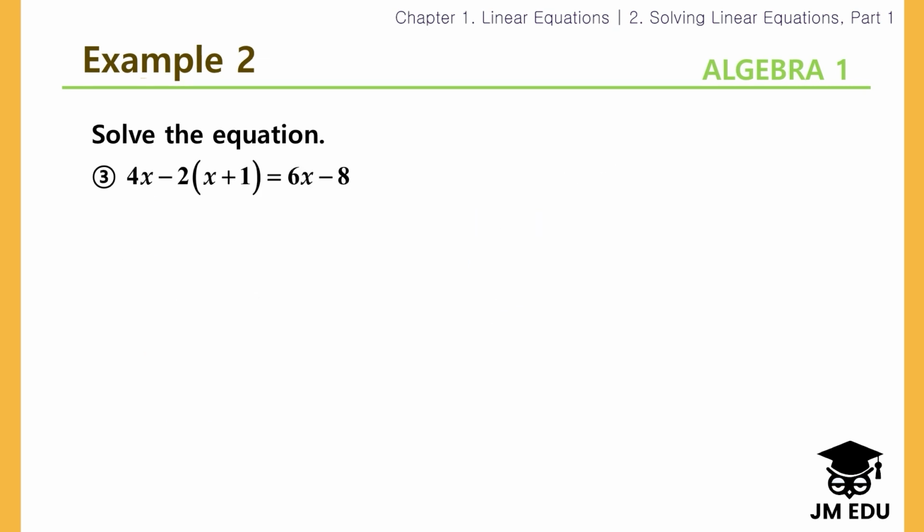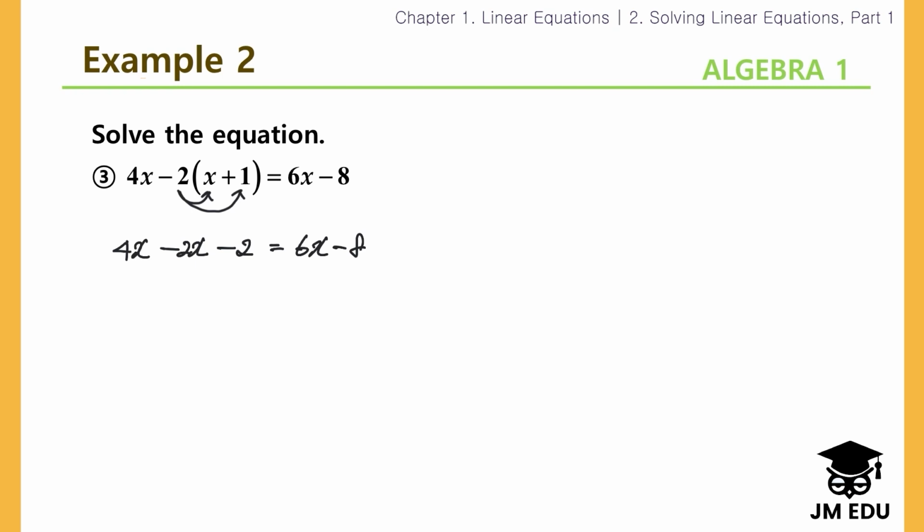Number 3, we have a parenthesis here, right? So we're going to remove this parenthesis first. So we have 4x minus 2 times x, that's minus 2x, minus 2 times plus 1, that's minus 2, is equal to 6x minus 8.